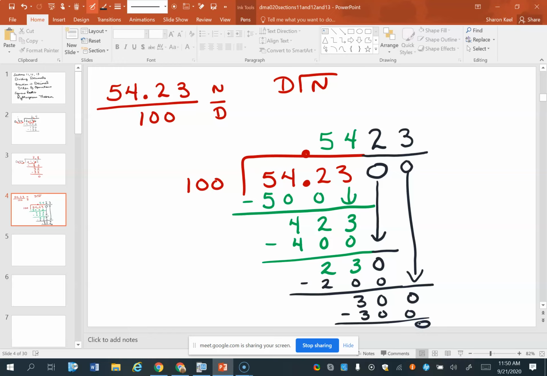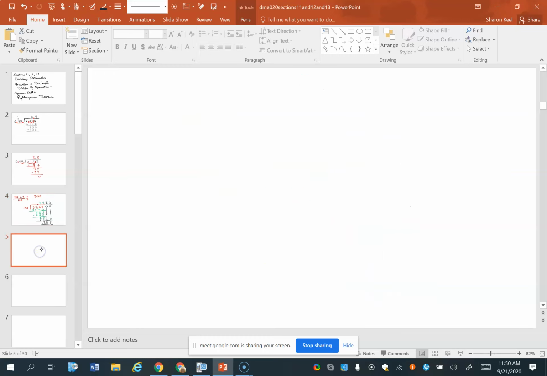So when you are working with decimal values, you're going to find that you may have to add zeros to continue doing your division. Now, something that's also going to happen with decimals from time to time is you might have a repeating decimal. Let me show you what that would look like.